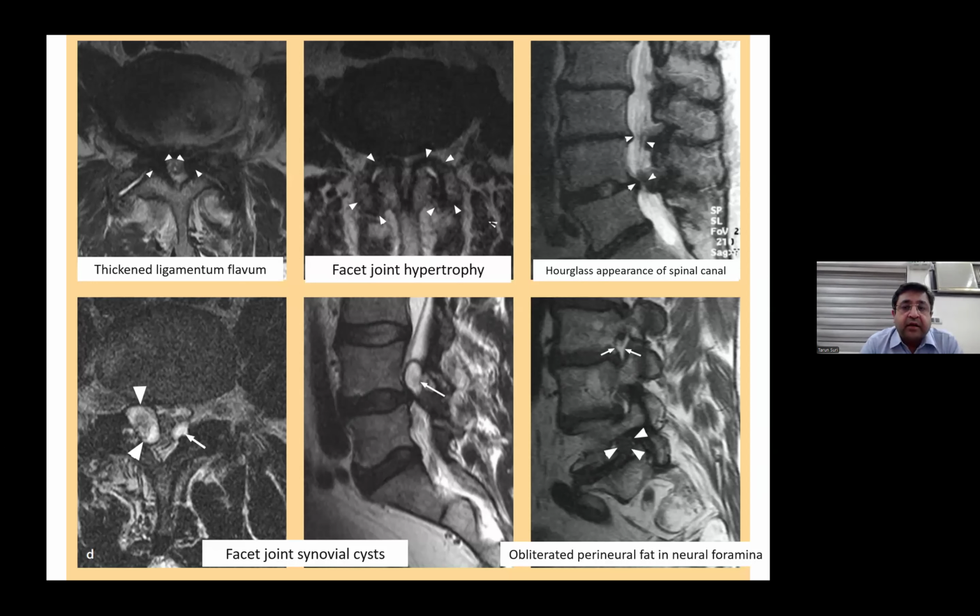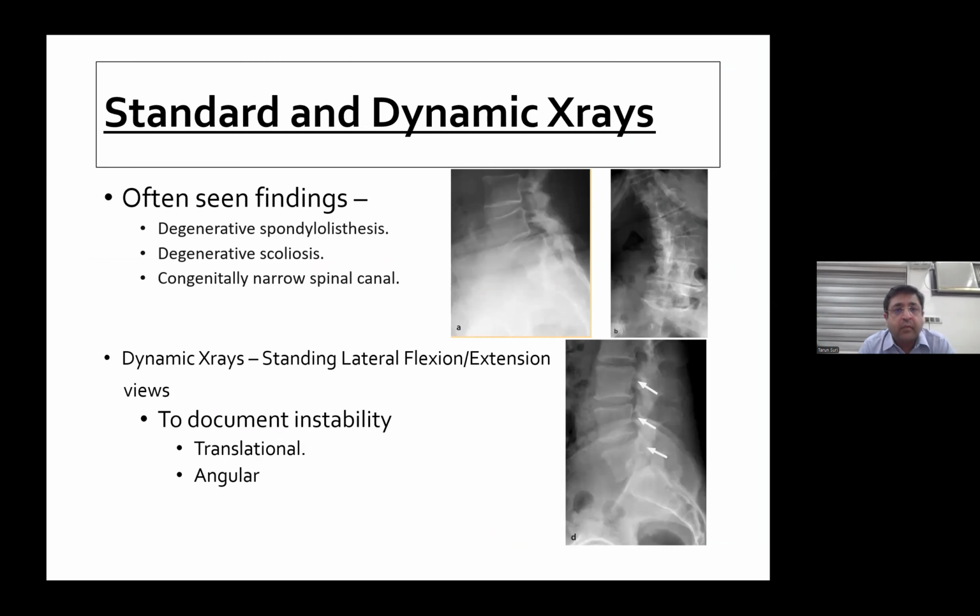Other important parameters to look for in the MRI are the status of the ligamentum flavum, facet joint hypertrophy or facet tropism, and how much the canal is compromised. You have to look for any presence of facet joint or synovial cysts. And it's very important to look into the foraminal cuts as well, which are the parasagittal cuts. In those, we have to look at how much the perineural fat is obliterated, which denotes foraminal stenosis.